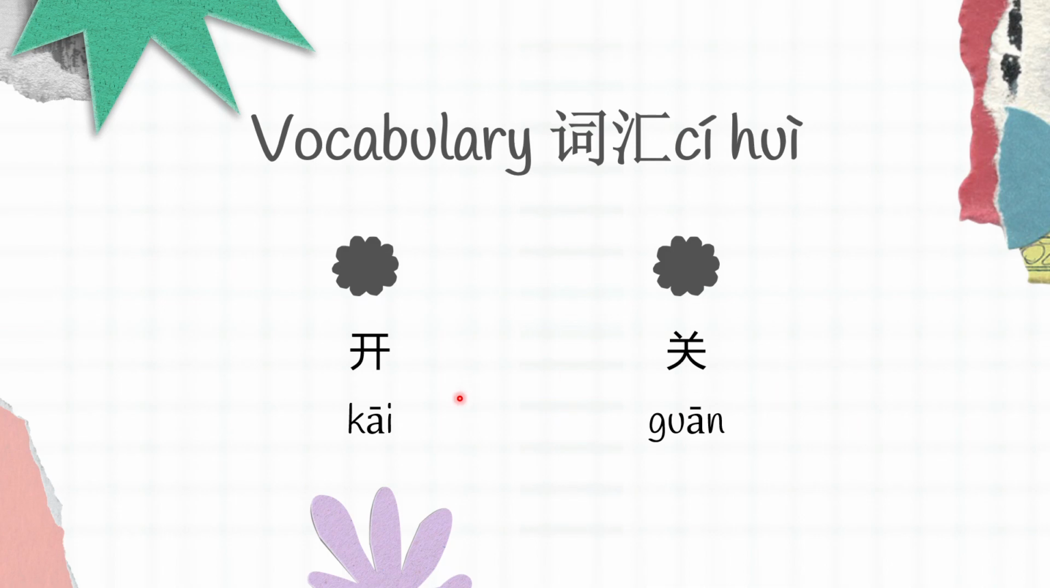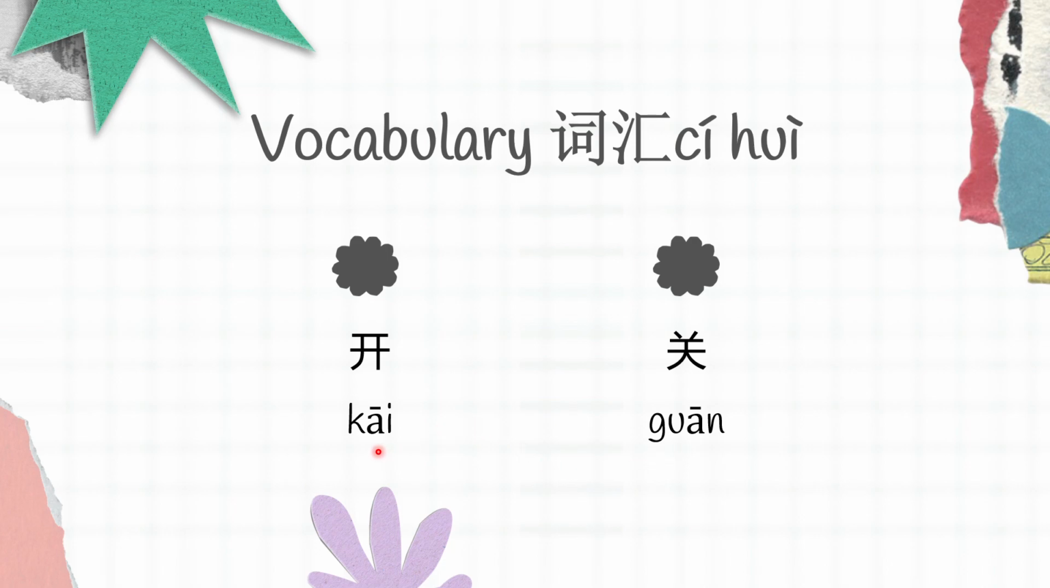This is actually the last slide, guys. We have two more vocabularies to learn. So we have kai and guan. So let's read together. Kai, guan.